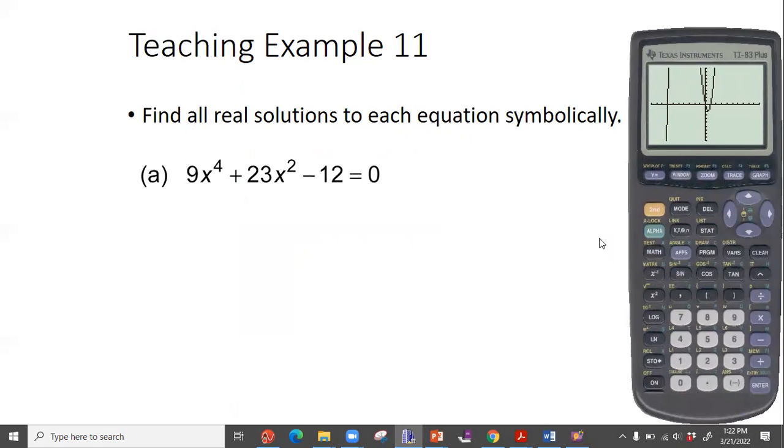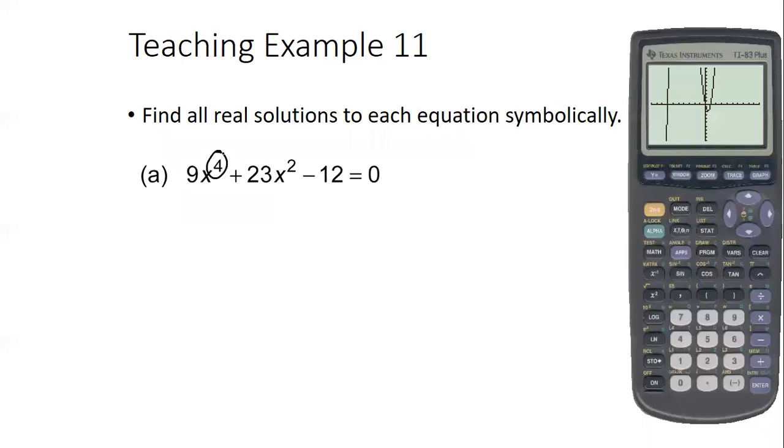So here's just find all the real solutions. So this one is a little different. Again, here we have a quartic, not a quadratic, it's a quartic. And the reason why it's a quartic is because it's a degree of 4. Do we see that? Instead of just a square.